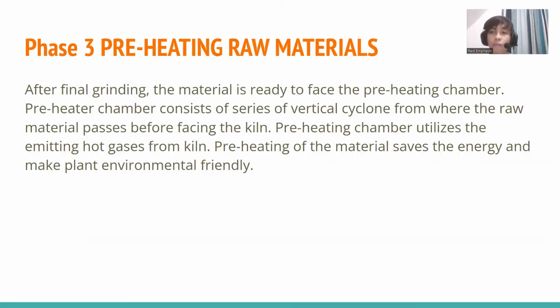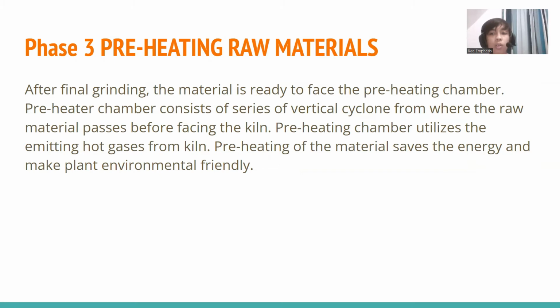My name is Reydel, and I'm here to discuss the third phase of cement manufacturing, which is preheating raw materials. After final grinding, the material is ready to face the preheating chamber. The preheating chamber consists of a series of vertical cyclones through which the raw material passes before facing the kiln.